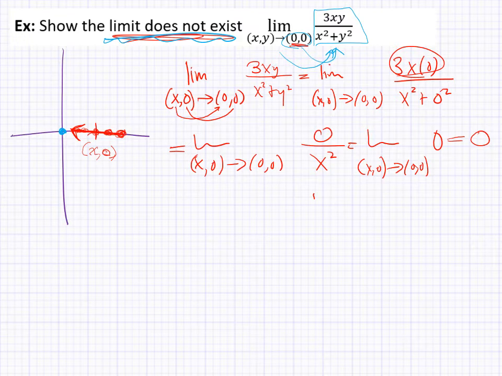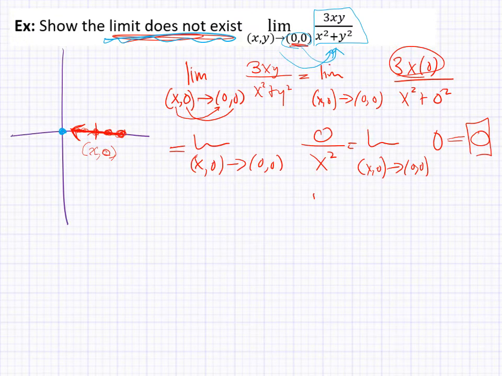Okay? Remember, basic rules of limits: the limit of a constant is that constant. So what I found is that as I approach 0, 0 along the positive x-axis, the limit value is getting closer and closer to 0. That's what the z values are doing. Okay. Now let me look at it from a different direction.